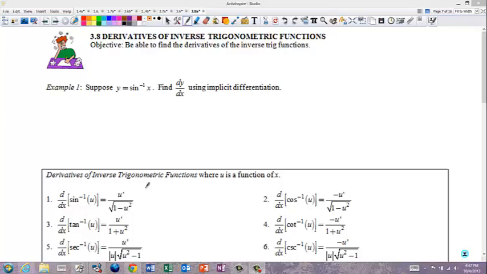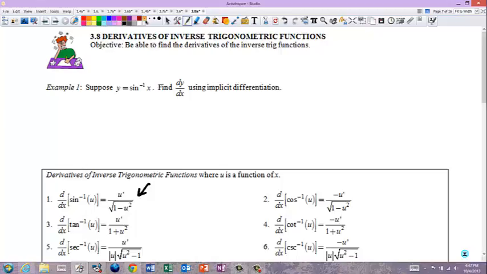Alright, here is 3.8, derivatives of inverse trig functions and derivatives of inverses. So suppose y equals the inverse sine of x. Find dy/dx using implicit differentiation. Well, I don't know how to find the derivative of inverse sine yet. I could look down there, but I want to show you where it comes from.